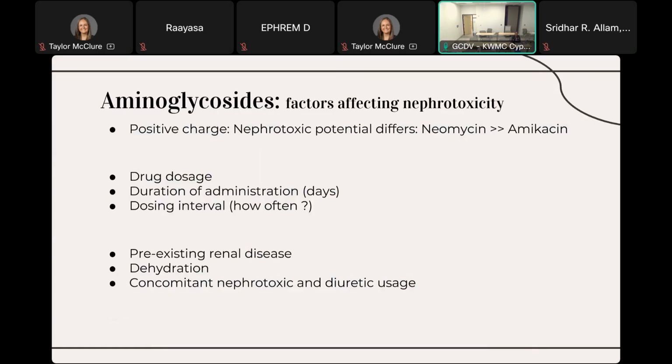Now, aminoglycosides are positively charged molecules, and that's why the nephrotoxic potential of the aminoglycosides differs. The more positively charged will be more nephrotoxic, because the more positively charged will be absorbed more at the proximity to the cell. And that's why neomycin is not given intravenously anymore, because neomycin is very positively charged and causes very bad nephrotoxicity. Amikacin is the way to go. Of course, besides positive charge, the drug dose matters: the more doses, the more damage. The longer the duration of administration, the more concentration in the mitochondria. Dosing interval, we come back to that. Pre-existing renal condition, dehydration, and concomitant nephrotoxic exposure will of course make them more likely to get kidney damage.